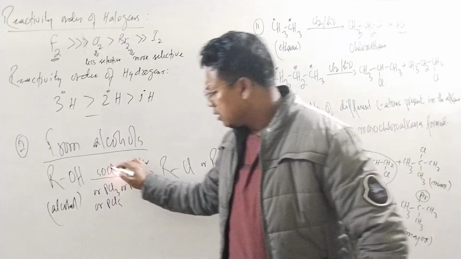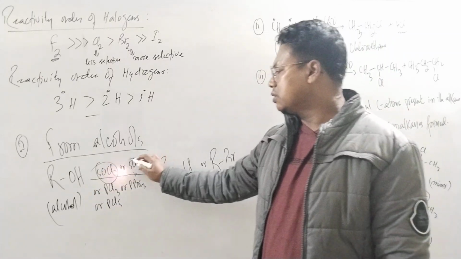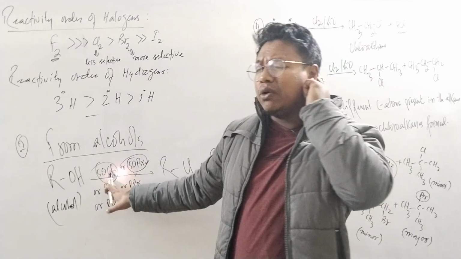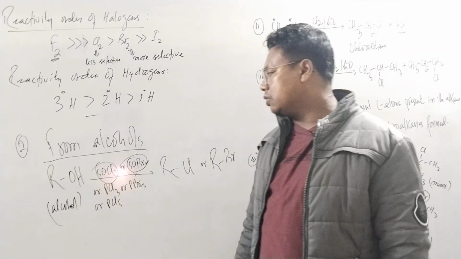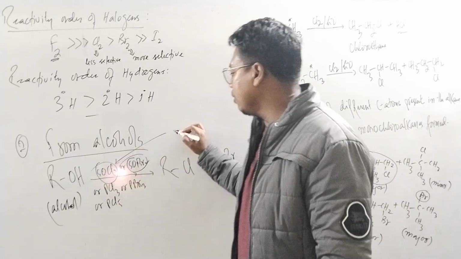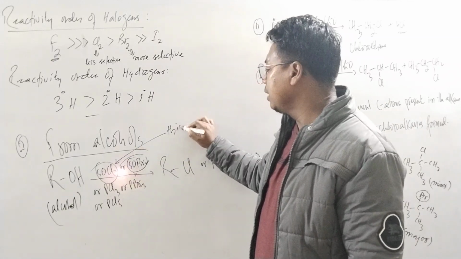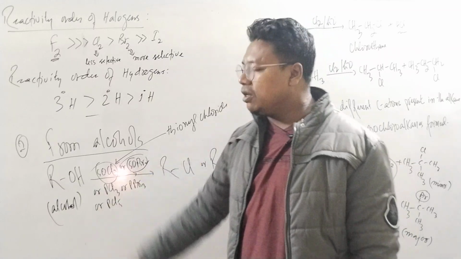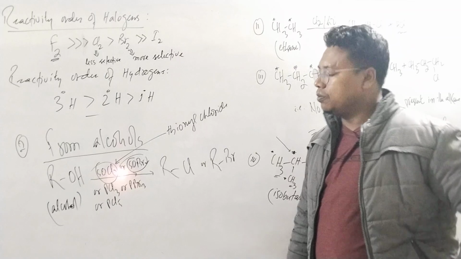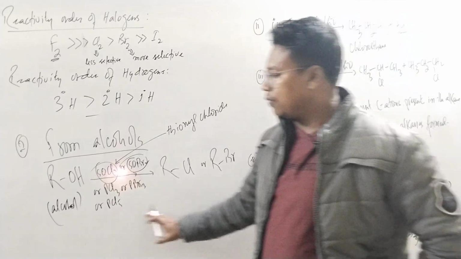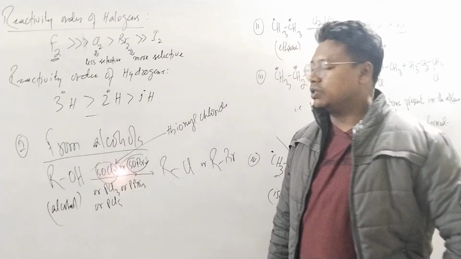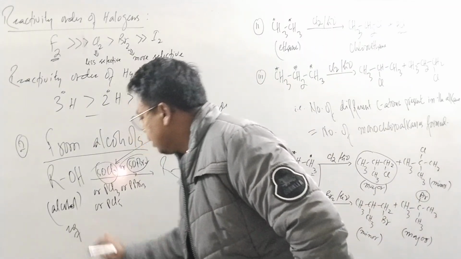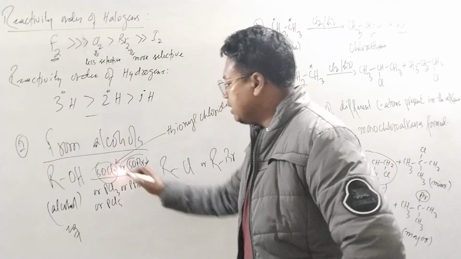Among these reagents, these two are the same. SOCl2 is called thionyl chloride, or this is thionyl bromide. This thionyl chloride is the best reagent to prepare chloroalkane from alcohol. Question can be asked, why? Let me give you an example first. Then I'll tell you why this is the best reagent.